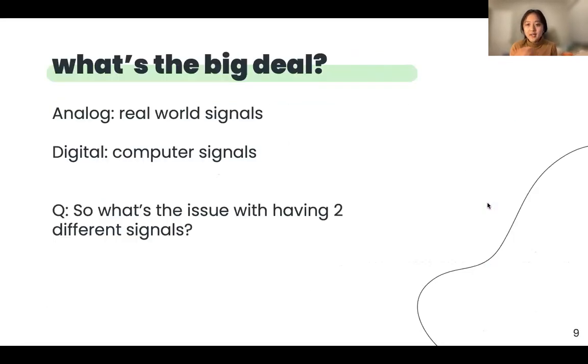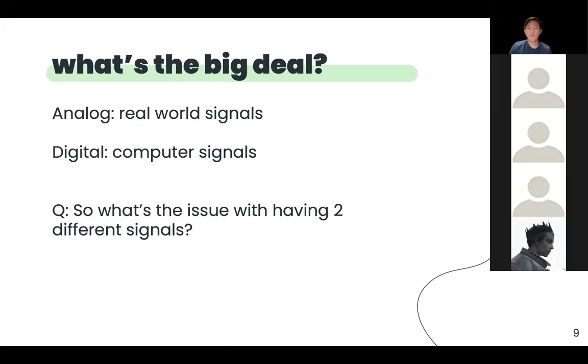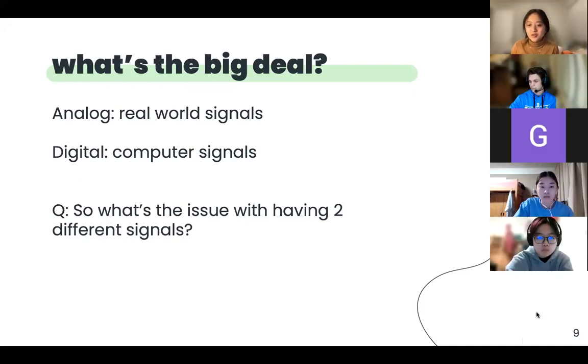So what is the big difference between a digital and an analog signal? We can think of an analog signal as a real world signal, and a digital one as a computer signal. So I have a question for anyone in the audience. What's the issue with having these two different types of signals when we're working with them? Like, what is the problem with that? You can also type it in the chat.